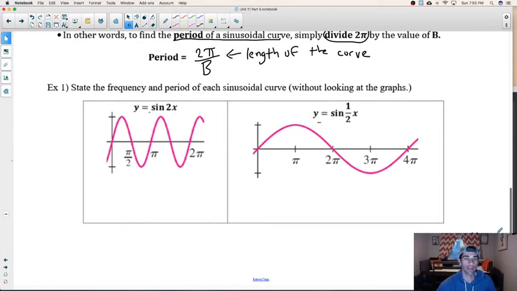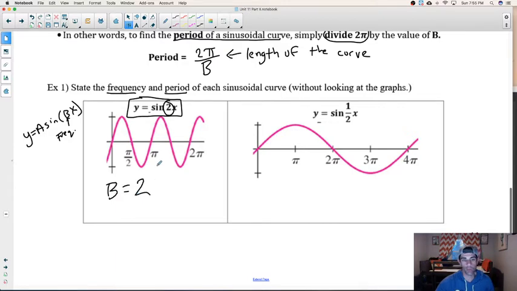State the frequency and period of each sinusoidal curve without looking at the graphs. So let's take a look at this one. It wants the frequency and the period. Remember, on our curves here, this is our amplitude, and that right there is our frequency. What is the number with the x? That's going to tell us our frequency, which is 2.